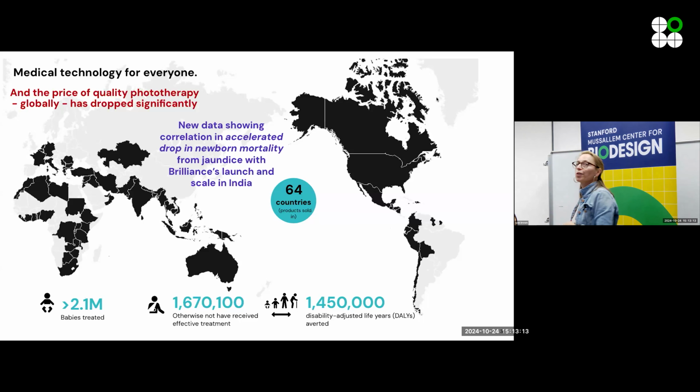And then there's new data, according to Dr. Bhutani, which is just getting published, showing a correlation between Brilliance's launch in India at a state level with, did I get the wording right? Accelerated drop in newborn mortality, which is super exciting because our sales match this accelerated drop. And again, we can't prove that because there was other cool innovation happening in India at the time, like an investment in special care newborn units and other things. But it's also really exciting.